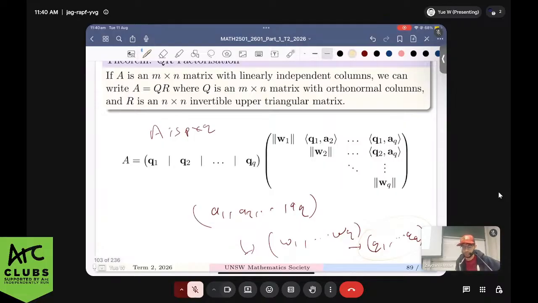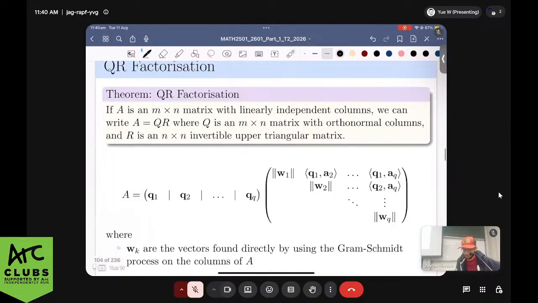Now this formula is kind of annoying. I would probably put it on the cheat sheet or something. The upper triangular matrix, the diagonals are the norms of the W's. And then for the other ones, you have Qi inner product Aj, where Qi is the final vectors you've gotten, and Aj are the columns.